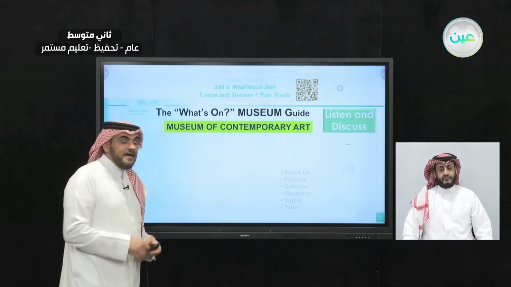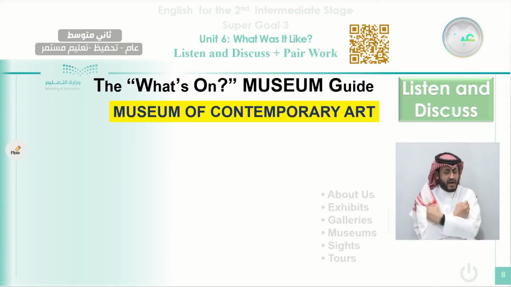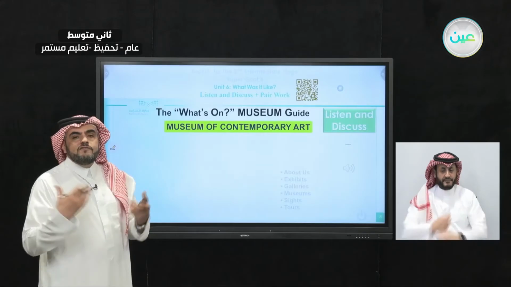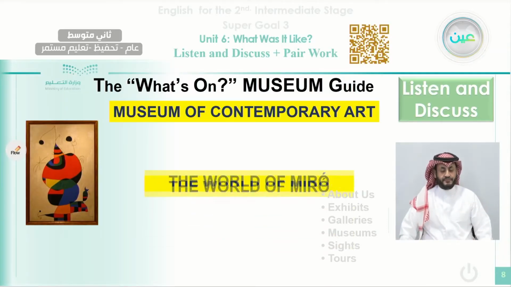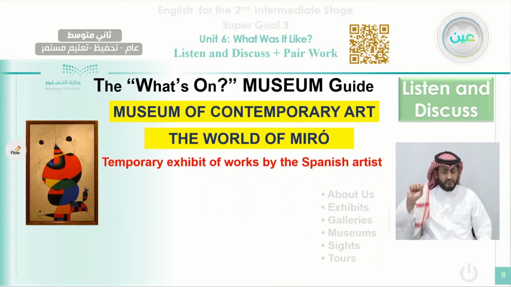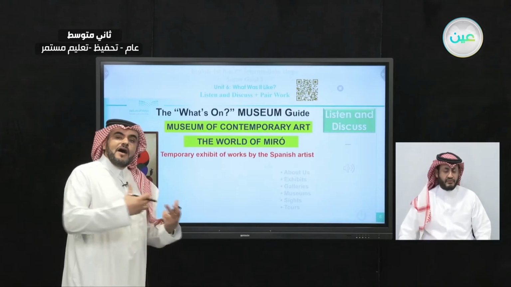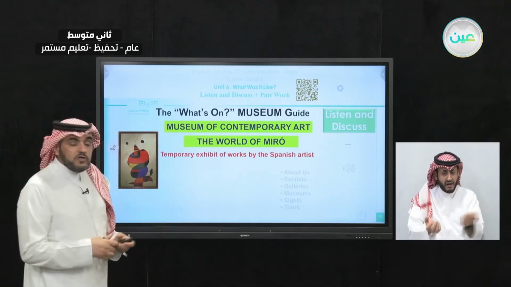So here we have a guide. The first one, Museum of Contemporary Art. This museum, if you are interested in art, you will find it very interesting. We have some details about it. This is a kind of art. Where does it exist, or what is it about? The name of this exhibit is the World of Miro, a temporary exhibit of works by the Spanish artist. A very famous Spanish artist has this museum, and he has some paintings to exhibit.